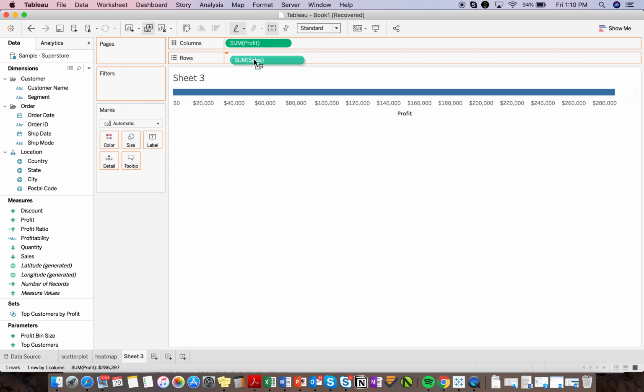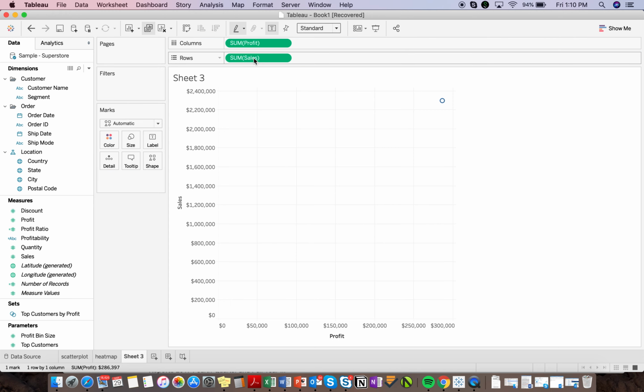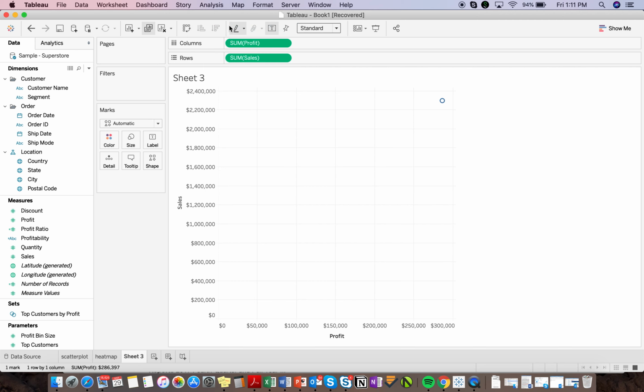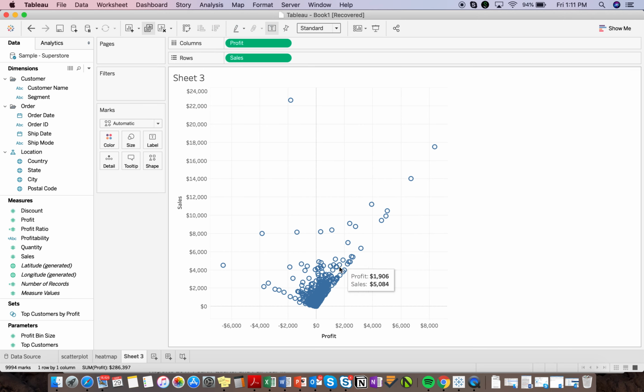Whoops. A common problem encountered by many new Tableau users is that they only get one single aggregate point on their graph. It's simply a default Tableau mechanism, and we can change this by clicking Analysis and clicking Aggregate Measures. Yep, so now we have a scatter plot of these two variables. But this scatter plot doesn't tell me much.